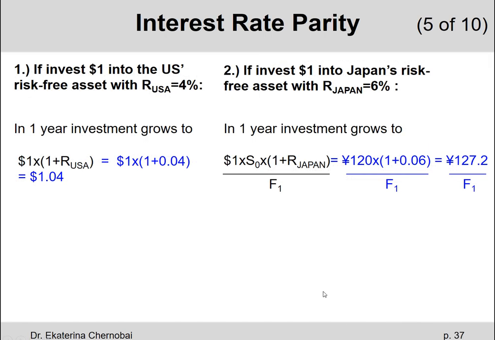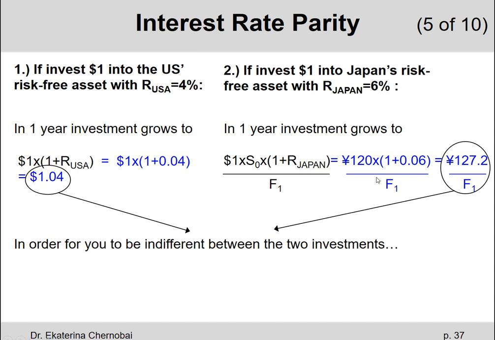And now let's summarize our results. So if you invest your $1 in the US risk-free asset at 4%, you will have $1.04. If you instead invest your $1 into Japan's risk-free asset at 6%, then in 1 year, in terms of dollars, you will have 127.2 yen divided by the 1 year forward rate. So whatever that ratio gives you, that's how much your investment will be worth in dollars when it's made in Japan.